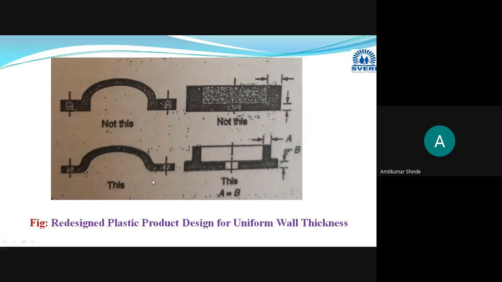In this way we are going to redesign that plastic product by providing the uniform thickness. Here also you have to modify it by providing the uniform thickness. In this way it is modified. Instead of manufacturing it in this way, go for the second design.